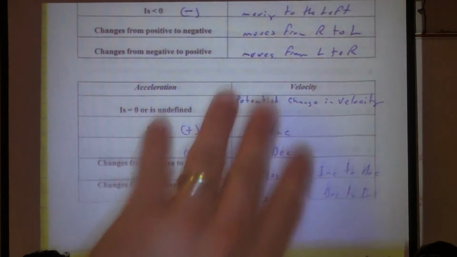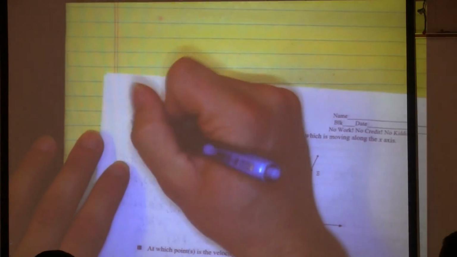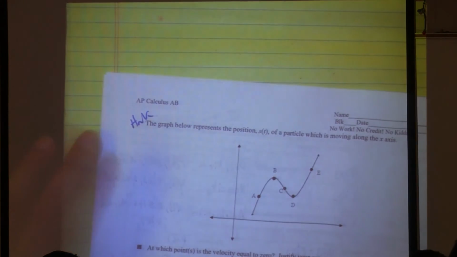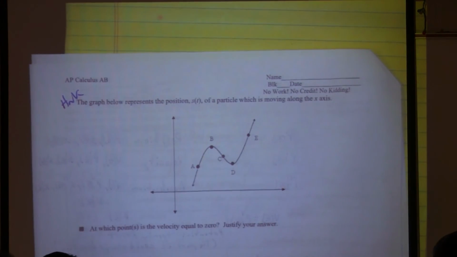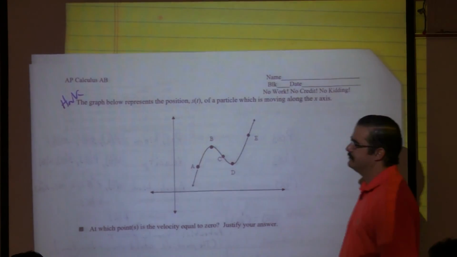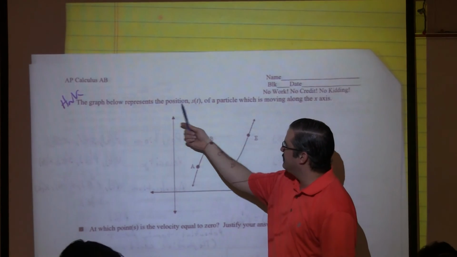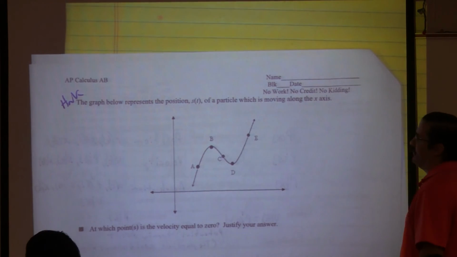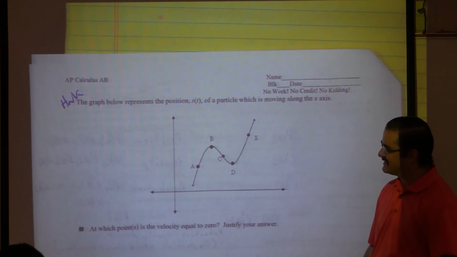Alright, so for homework, I want you to work on this one right here. What do they tell us that this graph represents? This represents the position s of t of a particle which is moving along the x-axis.